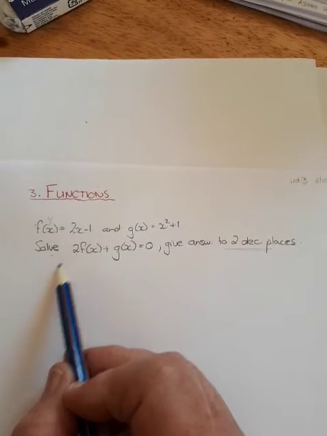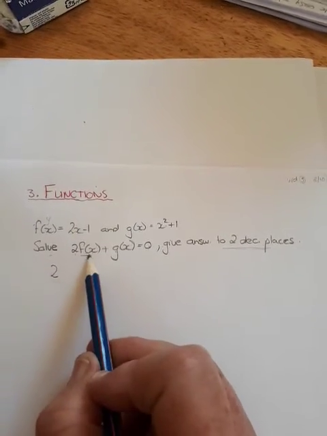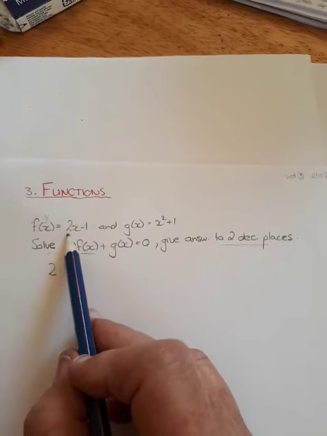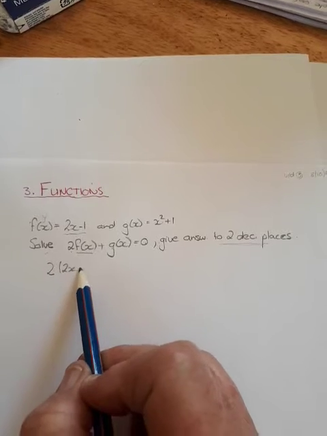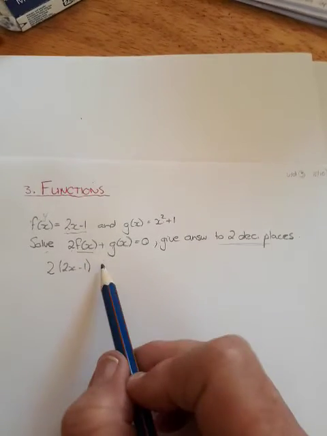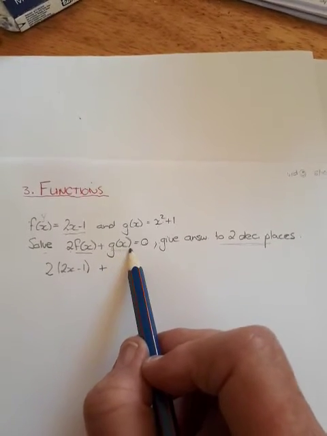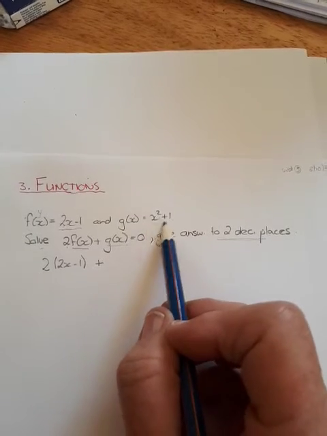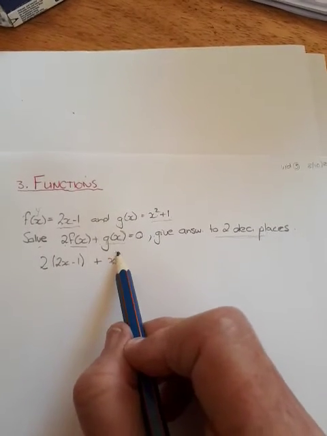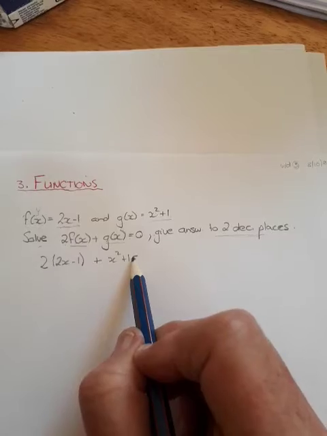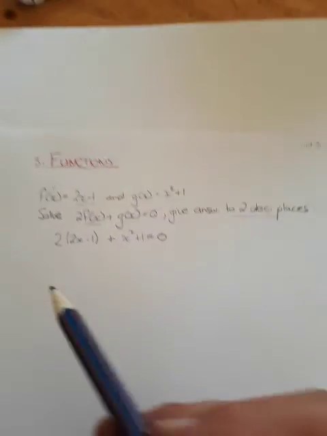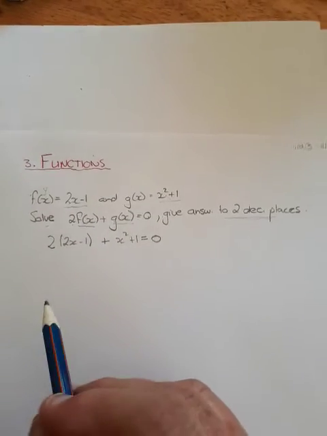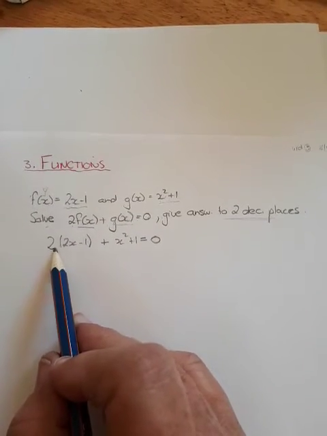So again, people, the first step is substitution. So we're going to take our 2, and instead of f of x, we will write 2x minus 1. So we substitute f of x plus, now we're going to substitute g of x with x squared plus 1, and that equals 0, right? Then, if you look at this, this is pure algebra. Firstly, we must remove the brackets.